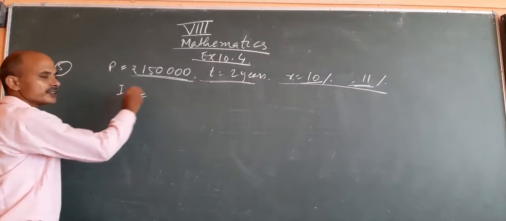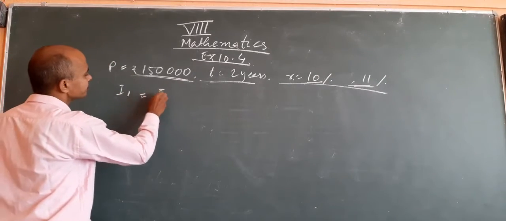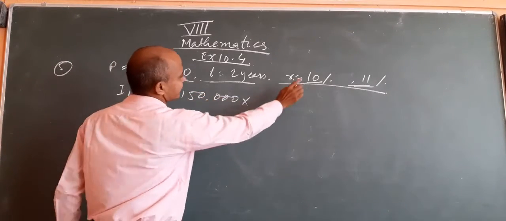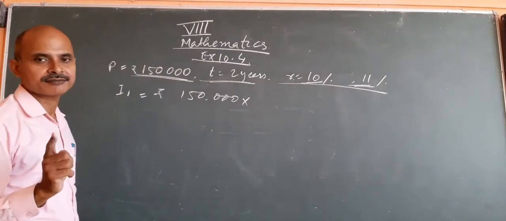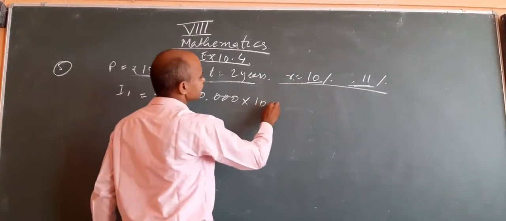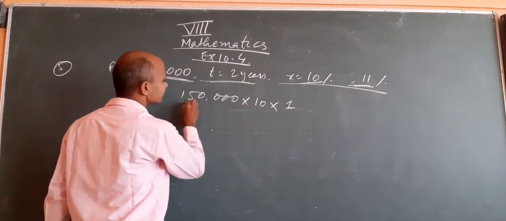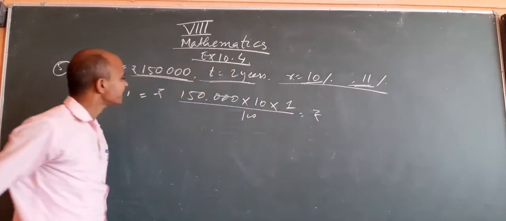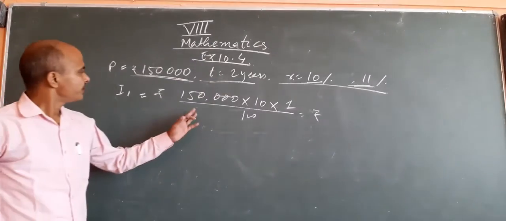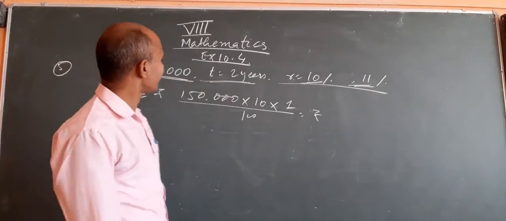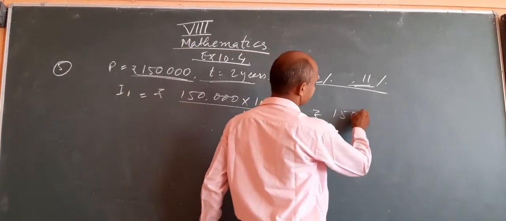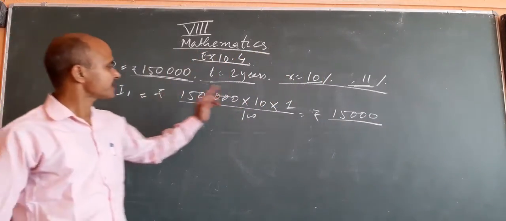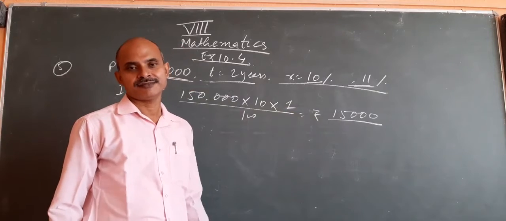Interest for the first year. P, R: rate for the first year is 10% given. 10 times 1 year by 100. This will come rupees 15,000. So interest for the first year is 15,000.